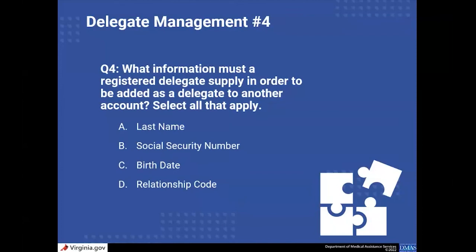And question 4. What information must a registered delegate supply in order to be added as a delegate to another account? And you select all that apply. Remember when we added a registered delegate, it popped up the narrow window and we had some things that we had to ask the delegate, the registered delegate for. And the correct answer here would be the last name and the relationship code.